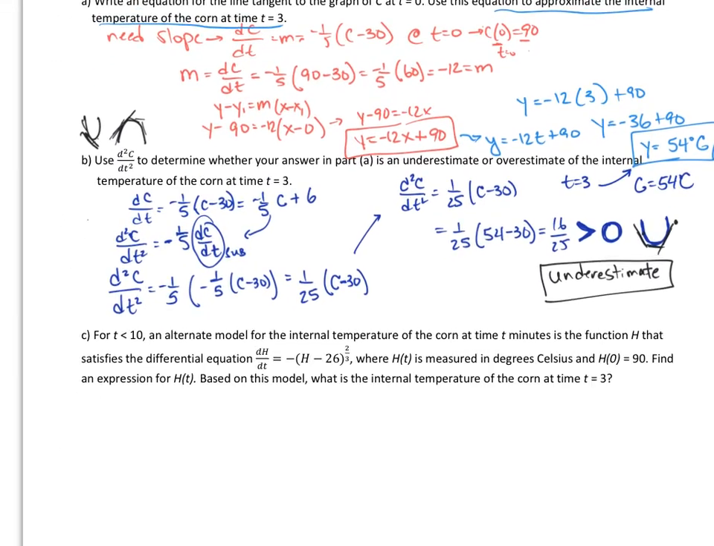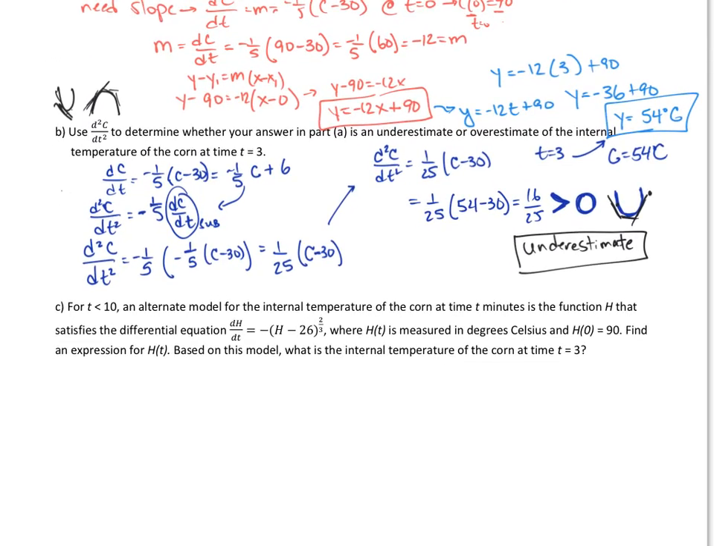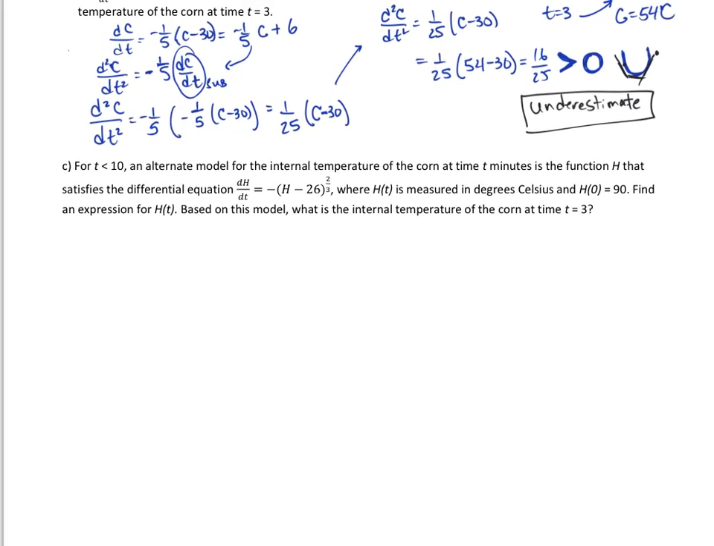For part C, it says for t greater than or equal to 10, an alternate model for the internal temperature of the corn at t minutes is the function h. So now we've introduced this new function h that satisfies the differential equation, that one, where h of t is measured in degrees Celsius. And again, we know the initial condition is 90. Find an expression for h of t based on this model. What is the internal temperature at t equals 3? So again, we're looking at t equals 3, but we're using a completely different equation. Right here is what they're asking for, h of t.